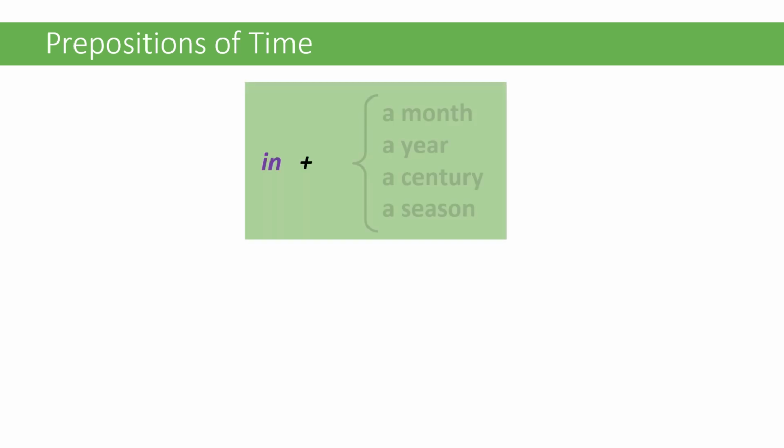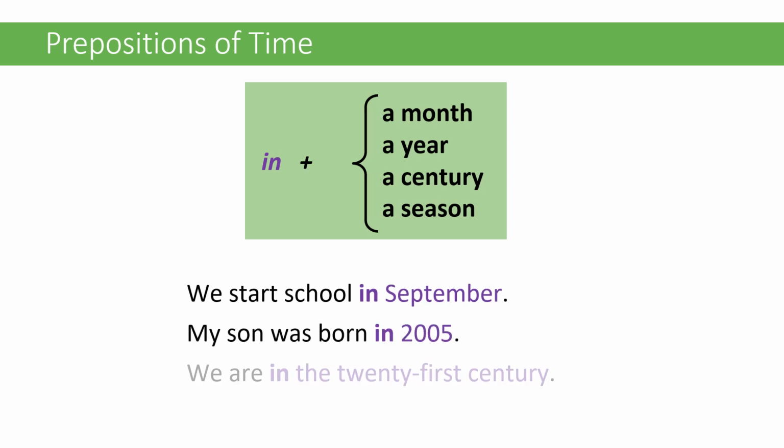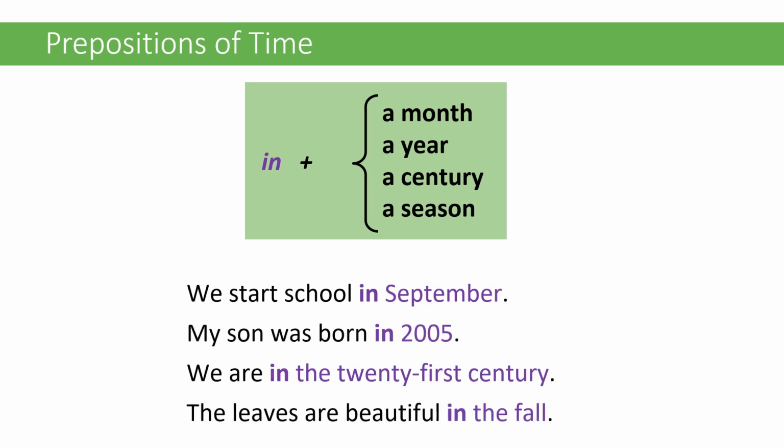We also use in with months, centuries, years, and seasons. Again, these are big things. Months are made up of many days. Years are made up of many months. Centuries are made up of many years. Seasons are made up of many days and also months. We start school in September. My son was born in 2005. We are in the 21st century. The leaves are beautiful in the fall.